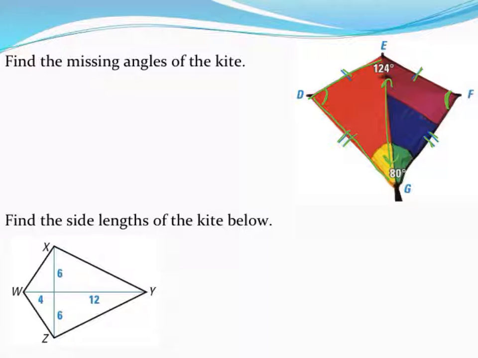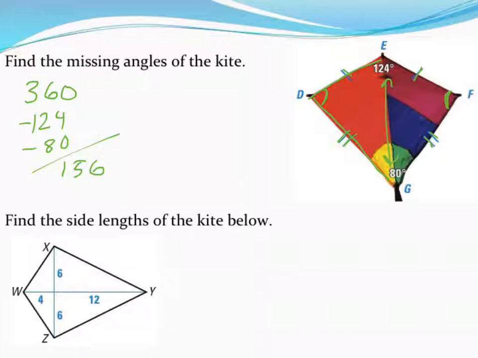I know that altogether these four angles need to add up to 360 degrees, because in a quadrilateral that's what the four angles will always add up to. So let's take 360 and subtract the two angles that we have. Subtract the 124 and subtract the 80. I'm left with 156 degrees.